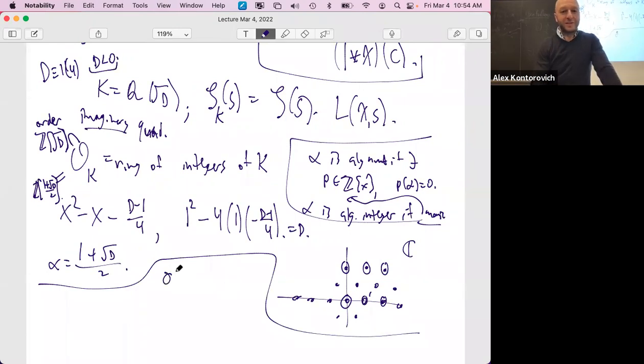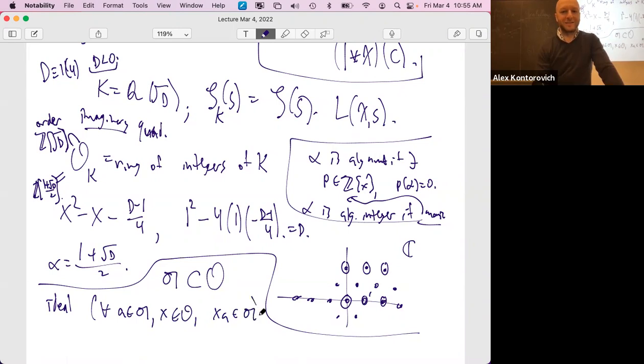So then we have ideals. We have integral ideals in the ring of integers. You know what an ideal is: for all a in the ideal A and x in O, xa is in the ideal.